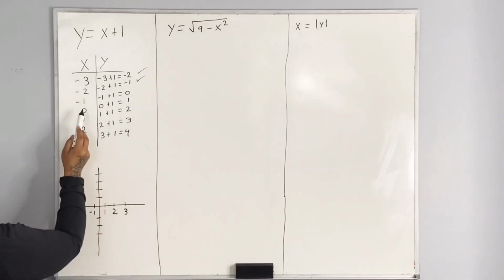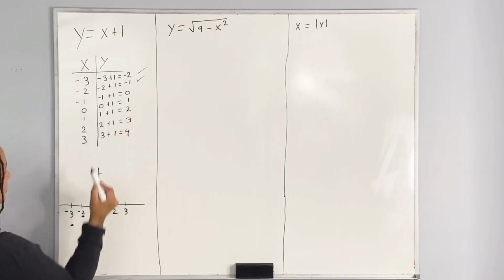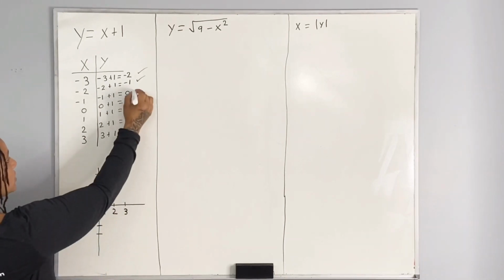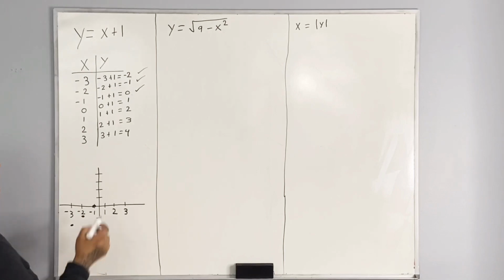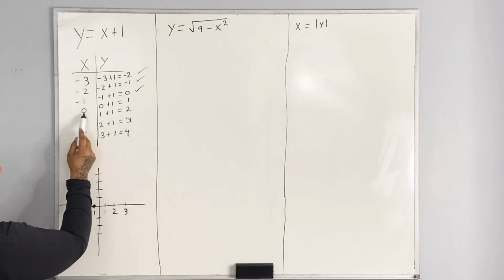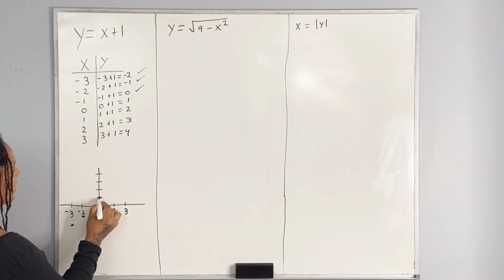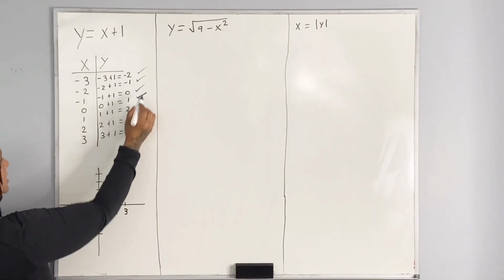So now we go left 1 and then we stay at 0. So left 1, stay at 0. Check it off. And then now we stay at 0 and go up 1. So we're staying at 0. We're not going left or right. And then we go up 1. I'm going to check it off.